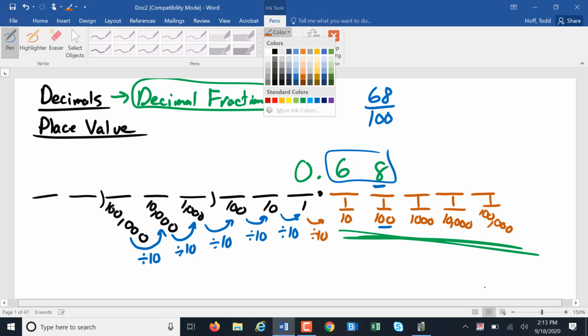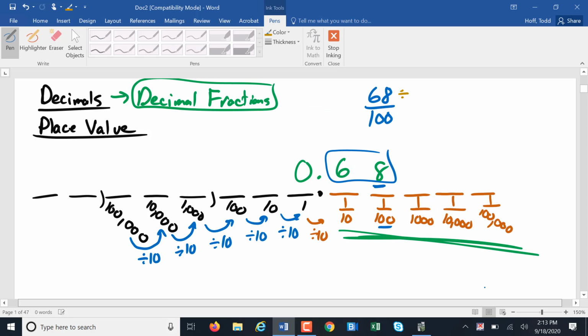Now, of course, we wouldn't leave it as 68 over 100. What can both of those be divided by? 2 would work. 68 divided by 2 is 34. 100 divided by 2 is 50. Are we done? No, we can still divide by 2. Perfect. We get 17/25.